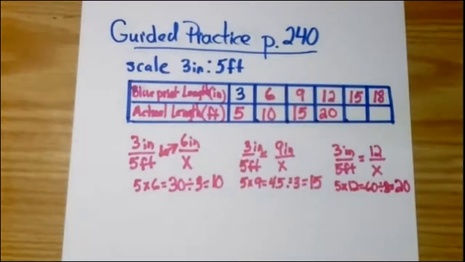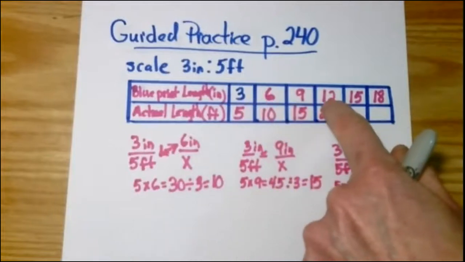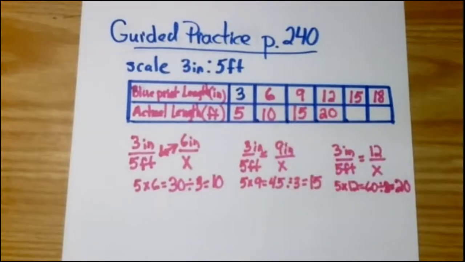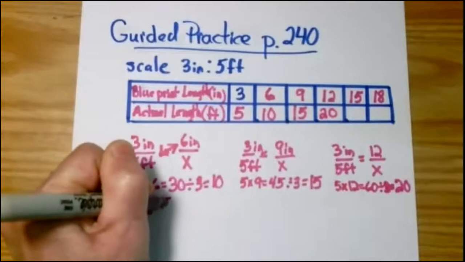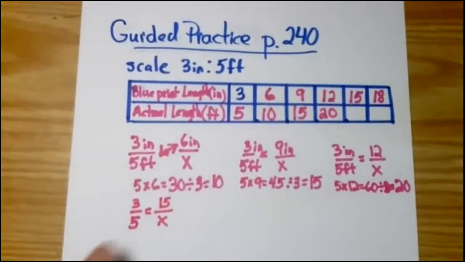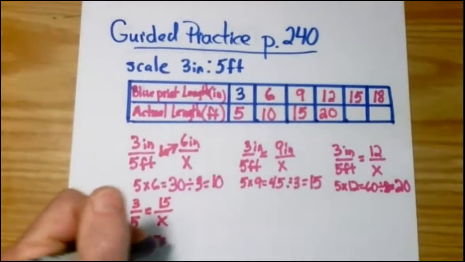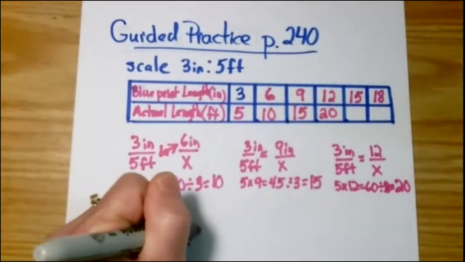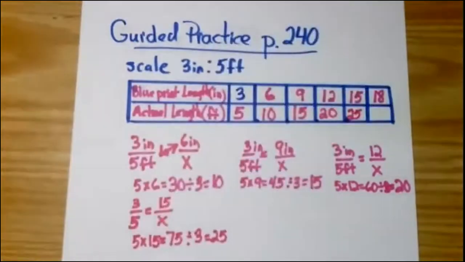So 20 goes here. You'll notice that the amount that it goes up is going to be constant. If this is constant, it needs to stay constant. It's going to go up constantly, going up by 5. So we could keep working on that, or we could realize there's a pattern there. But we're going to just go ahead and finish this off. 3 inches to 5 feet is equal to 15 inches to x feet. 5 times 15, 75, divided by 3. 75 divided by 3 is 25 feet, which goes up by 5 like we knew it would.